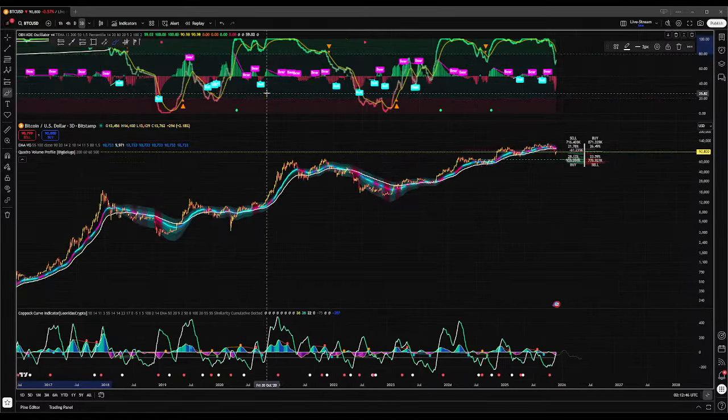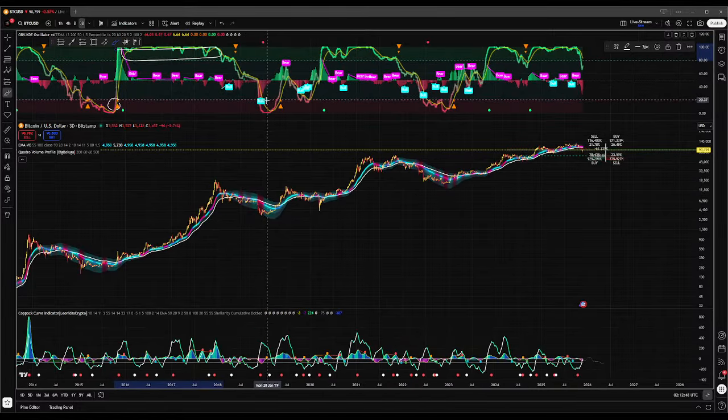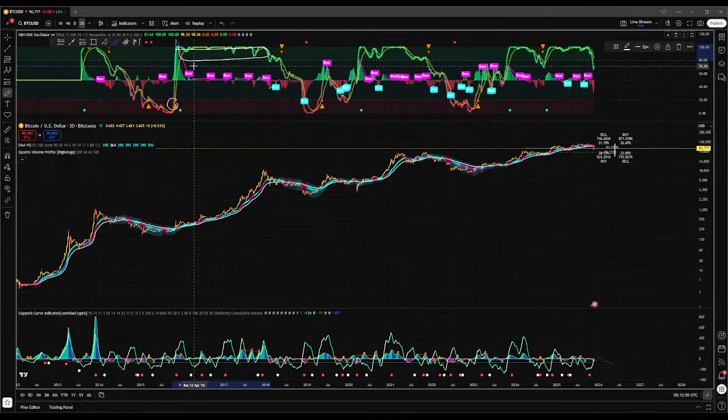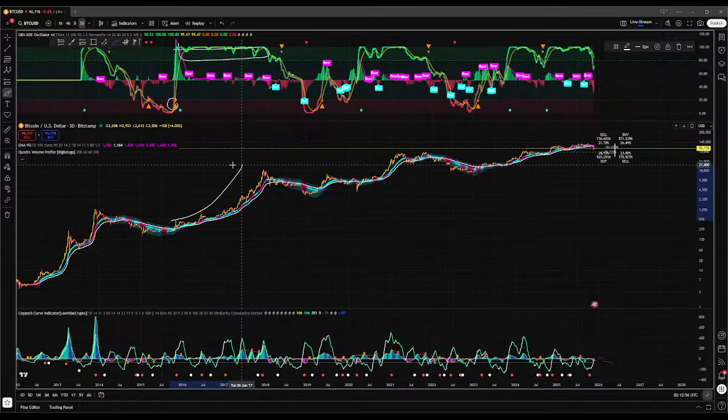Now, why is this happening? It's very simple. It's because the OBB is just rising. The volume is increasing, so that's why it's between 80 and 100.